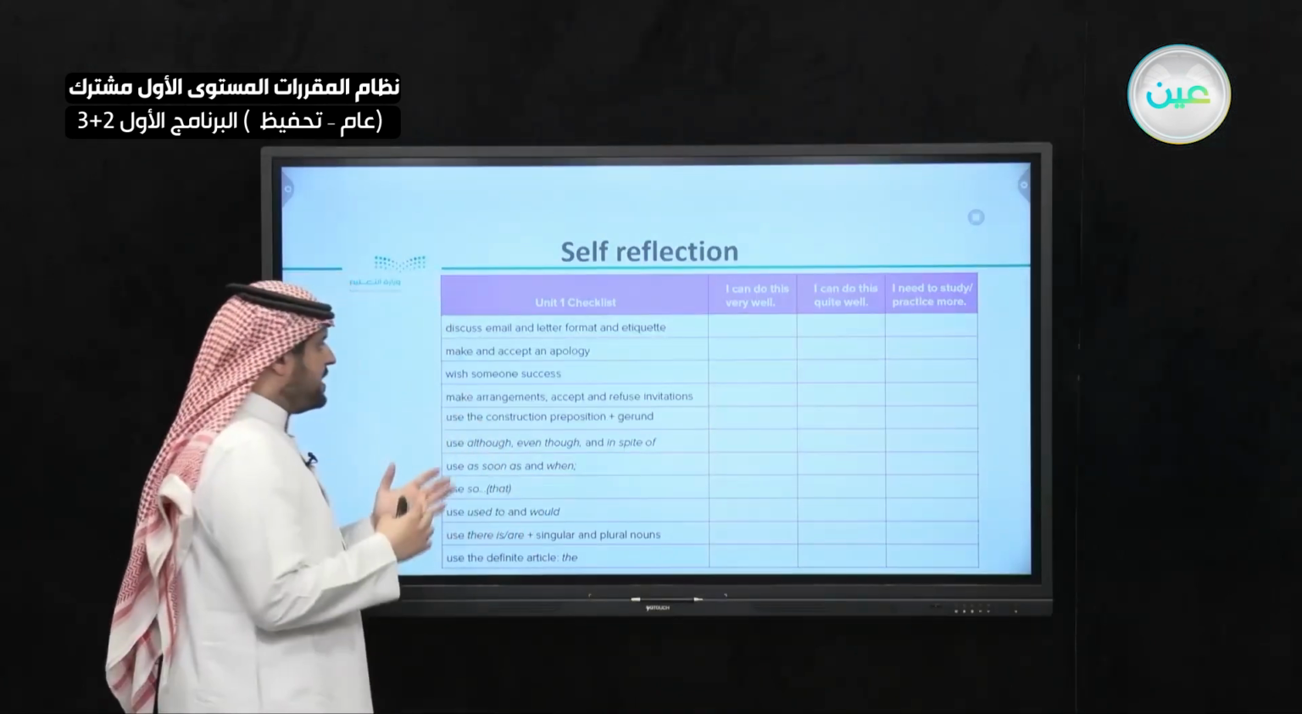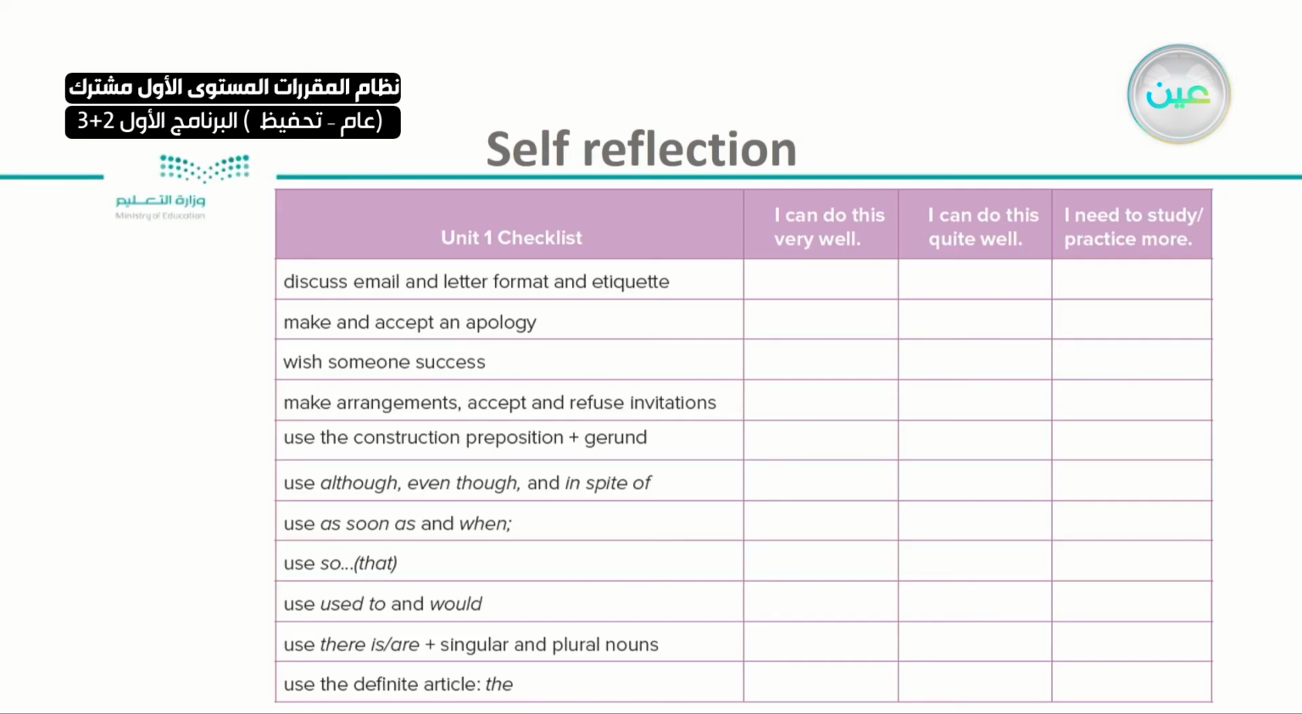The second one, make and accept an apology, whether you make an apology or accept an apology. Wish someone success. Make arrangements. Accept and refuse invitations. Use the construction preposition plus gerund. Use although, even though, and in spite of. Use as soon as and when. Use so, that. Use used to and would. Use there is or there are plus singular and plural nouns. Use the definite article the.